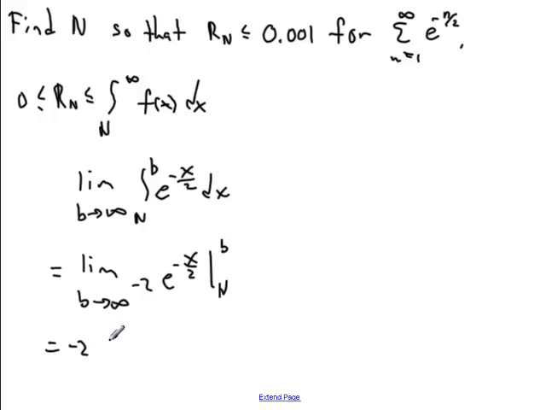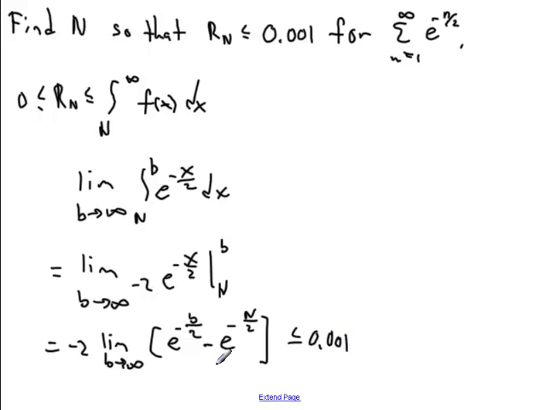And so that gives us minus 2 on the outside, limit as b goes to infinity of e to the minus b halves minus e to the minus n halves. And we want this to be, if this is less than 0.001, then Rn will surely be less than 0.001. So we want to set this less than or equal to 0.001.